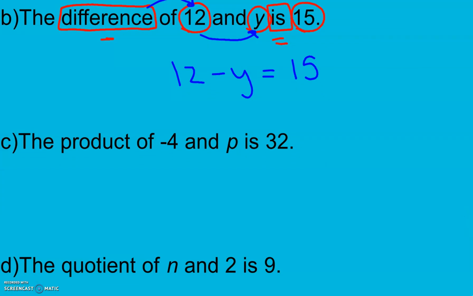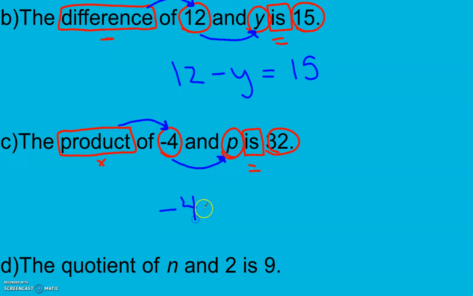The product is a word that means multiplication. The product of -4 and p is 32. Product means I'm going to multiply, and the things that I'm multiplying are -4 and p. -4 times p equals 32. We could also just write -4p equals 32. We don't need to have that sign in the middle if we don't want to.